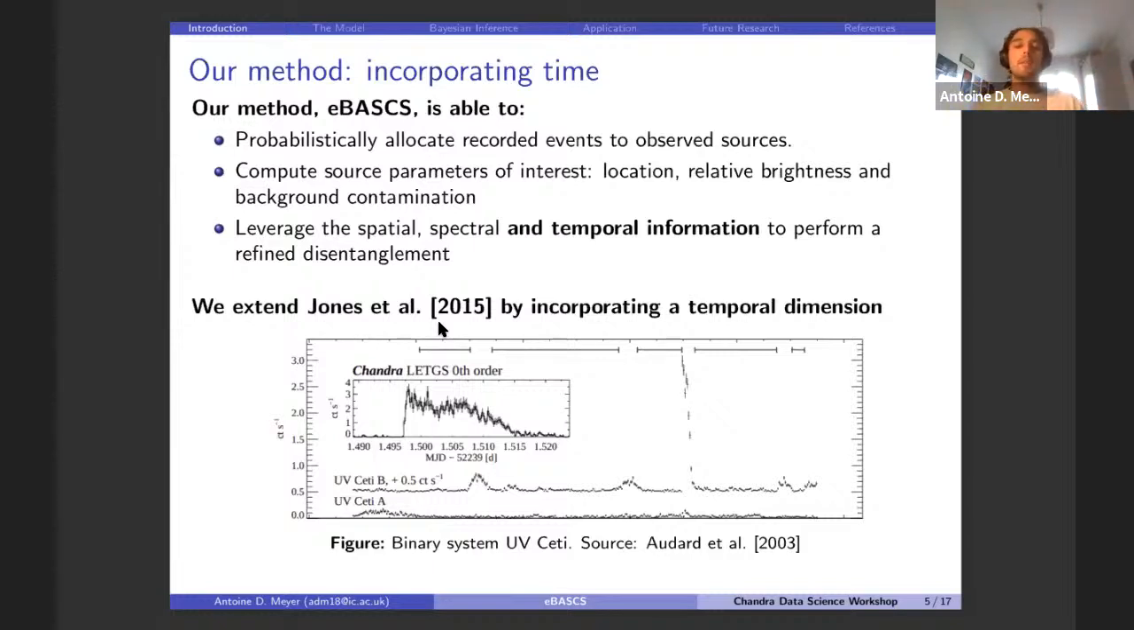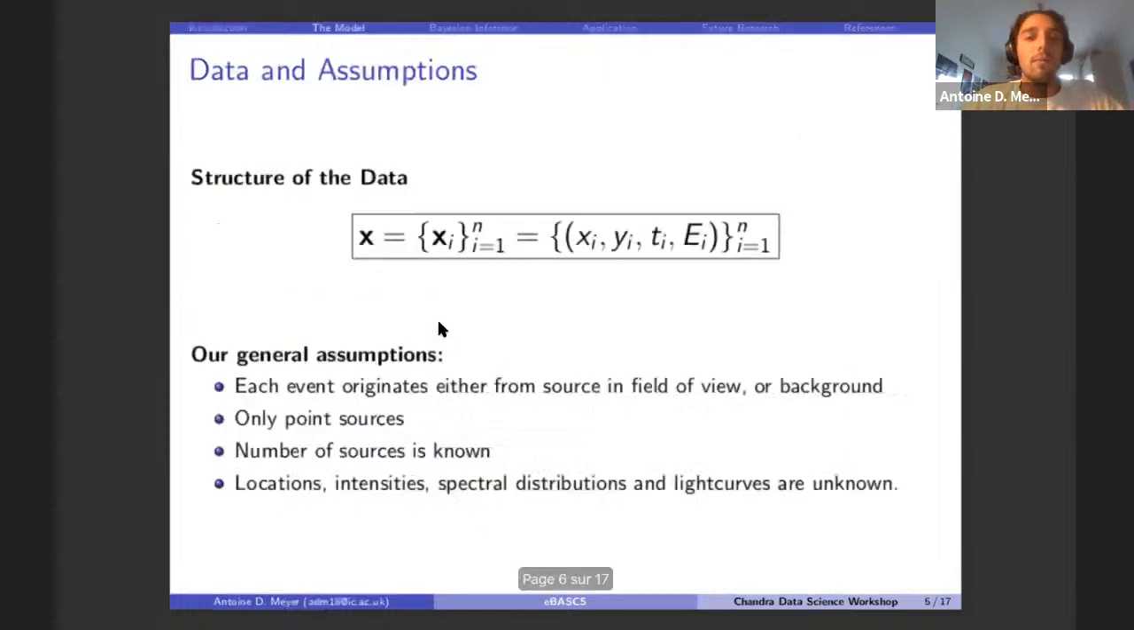And as a motivating example, here are the light curves for a binary system UV Set T, and one of the components, UV Set P, dramatically flares during the observation period, and in this case it's quite logical that taking into account this temporal information will be very helpful to separate between the two sources. So now that we set the stage, we can dive into the statistics.